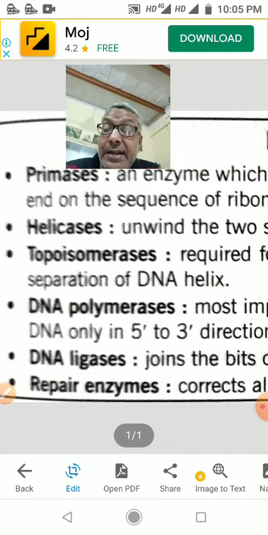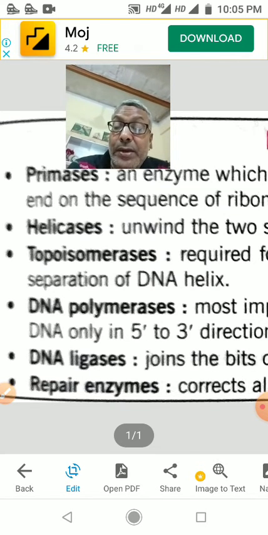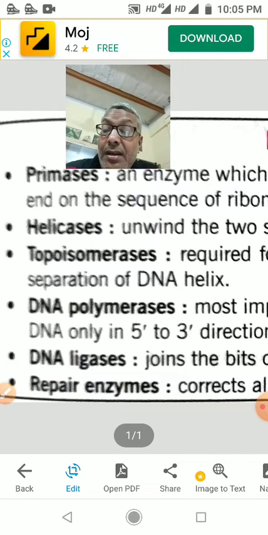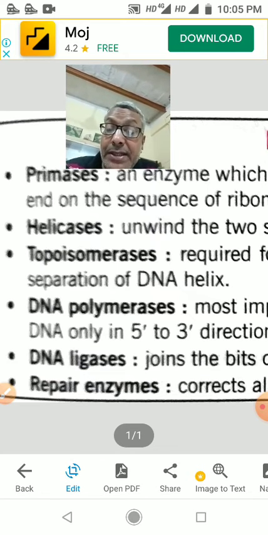Next is DNA ligase. This enzyme can join together the short sections of newly synthesized polynucleotide chain. DNA ligase puts the short pieces together after replacing the DNA primer with DNA.